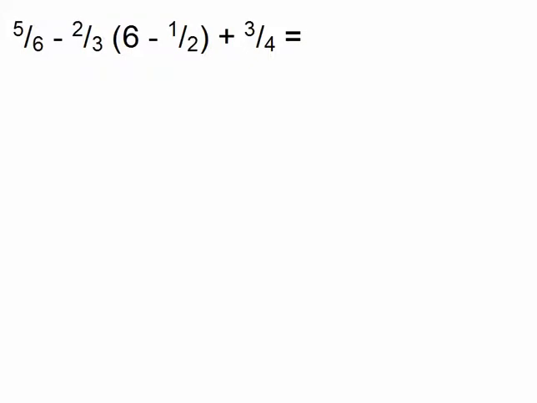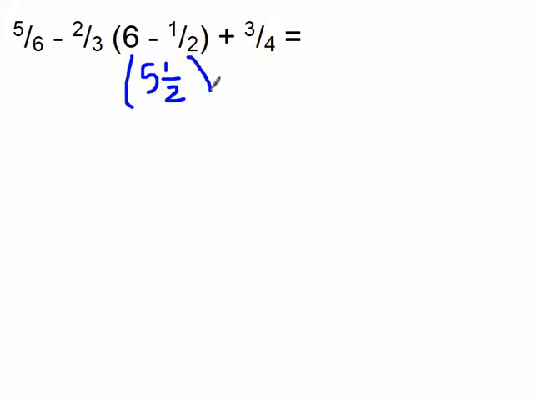This is the fourth video of the integer review for the Kahoot questions that we played on Friday. Dealing with this problem here, I've got some fractions and I've got some parentheses. Knowing PEMDAS, I need to do the parentheses first. So 6 minus 1/2 is going to give me 5 and 1/2.